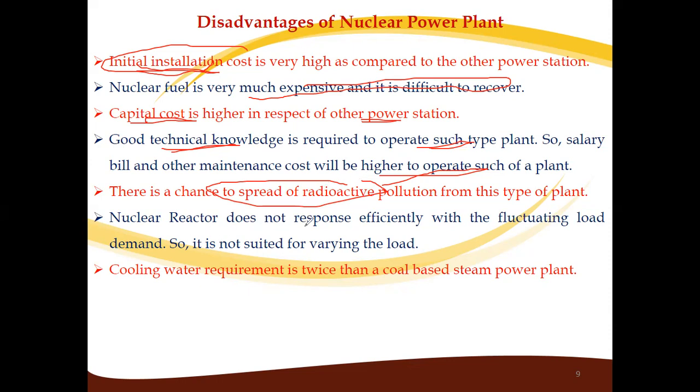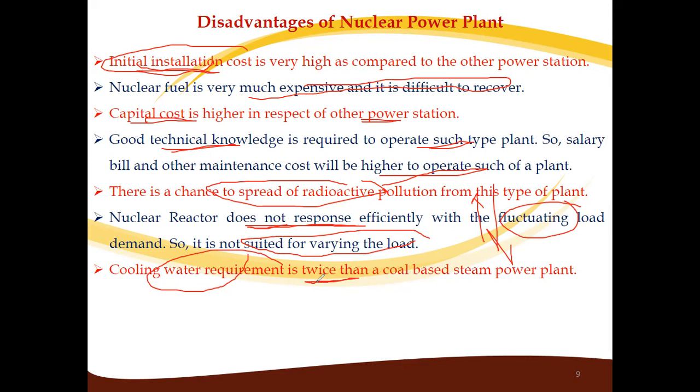Next, a nuclear reactor does not respond efficiently when there is a fluctuating load. This is the main disadvantage. If the demand-supply ratio is very high or low, then during this fluctuating load the nuclear reactor does not respond efficiently. So it is not suited for varying load. The load should be constant in the case of this nuclear power plant. And last, the cooling water requirement is very much higher than for a coal-based power plant or gas plant. It is twice that of the steam power plant or thermal power plant.